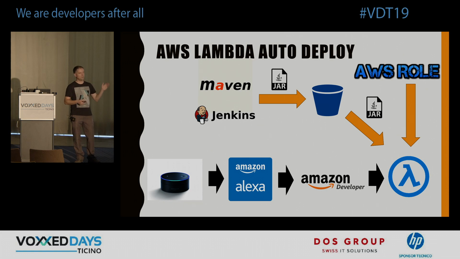And with this solution, I can basically tell Maven with the command and enter my AWS credentials, and then it will automatically deploy my application to AWS Lambda. So that's a lot better.